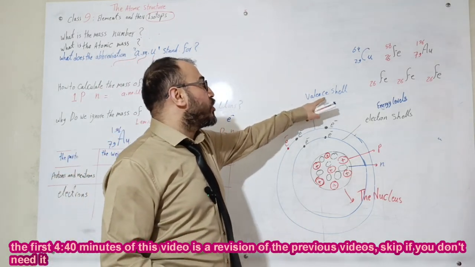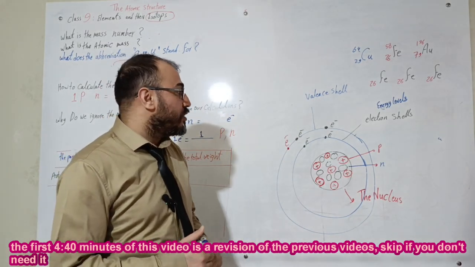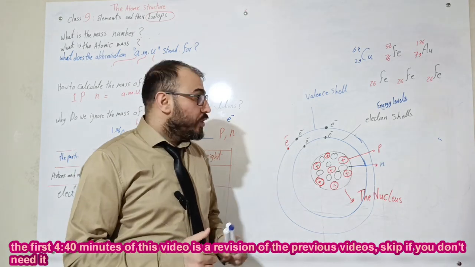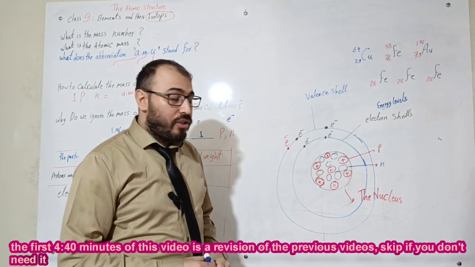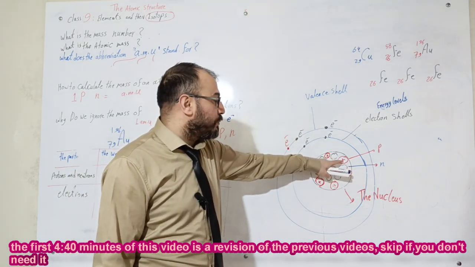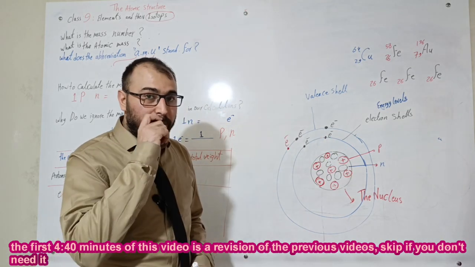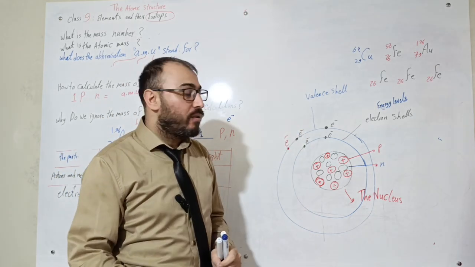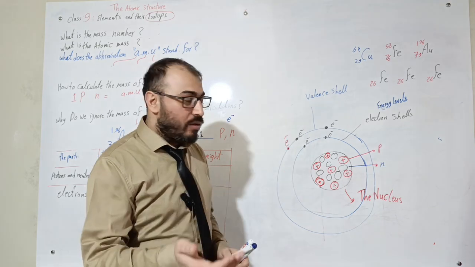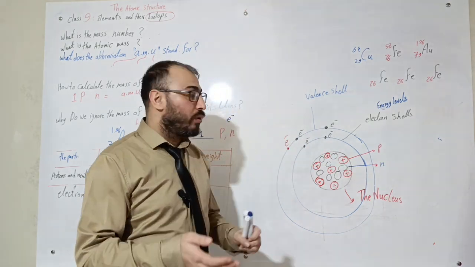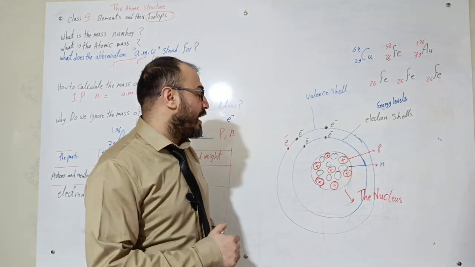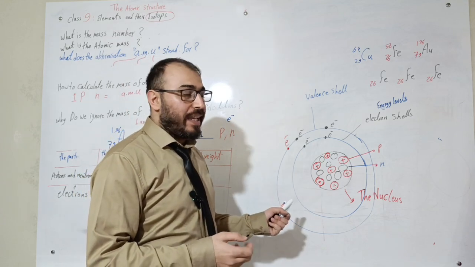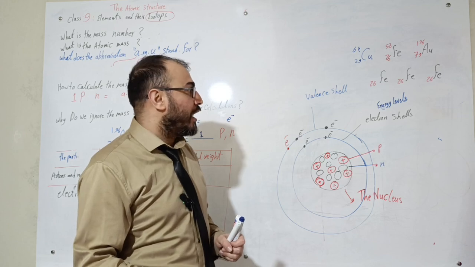Then we said that the last shell is called the valence shell, and the valence shell is responsible for the charge of the atom. Generally, the atom is neutrally charged, meaning the number of positive protons is equal to the number of negative electrons. When the number of electrons changes and is not equal to the number of protons, we call the atom now an ion. Then we said that we have two types of ions: positive ions, cations, or negative ions, anions.